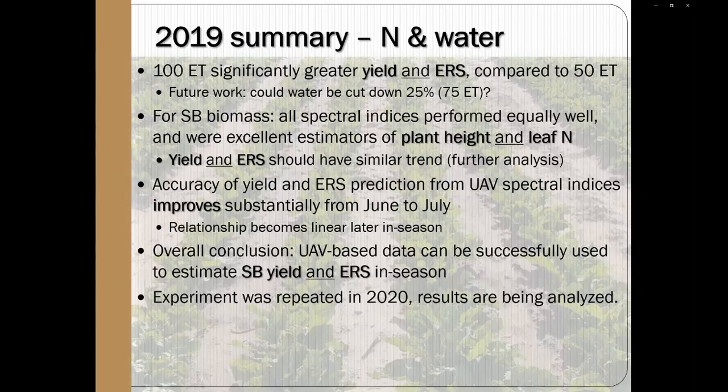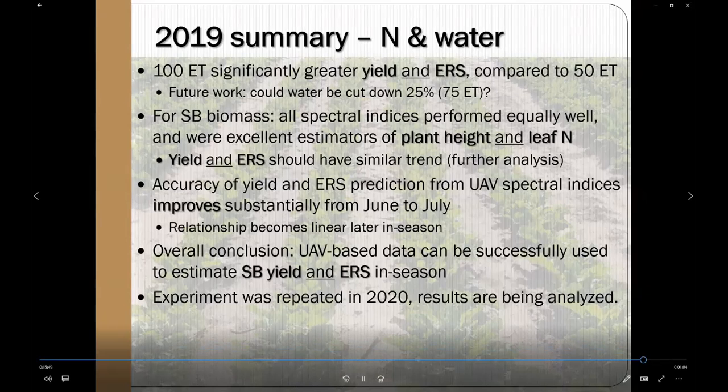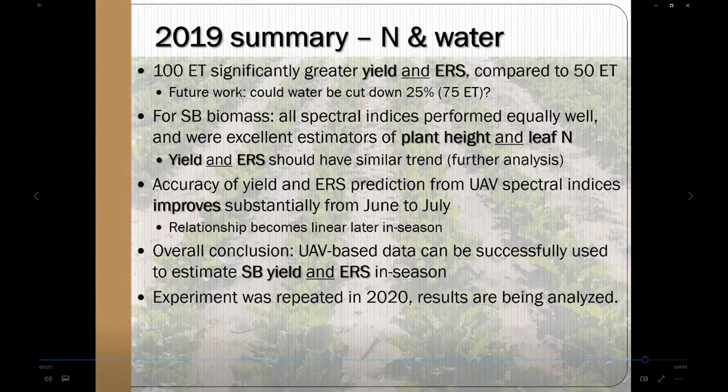And then for sugar beet biomass, what we've seen is that all spectral indices we evaluated performed equally well, and all of the indices we looked at were excellent estimators of both plant height and leaf nitrogen content, and yield and estimated recoverable sugar should have similar trends as well. And accuracy of yield and ERS prediction from UAV spectral indices improves substantially from June to July, so the relationship becomes linear also later in season.